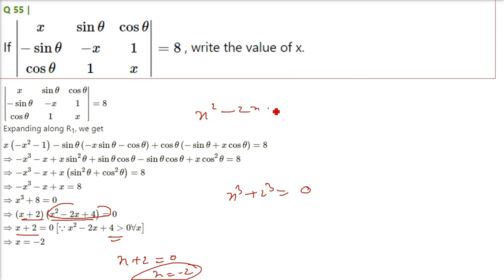What I'm trying to suggest here is x square minus 2x plus 4 cannot be 0. When we apply, say I'm putting the value x as 5, you will get some value which is greater than 0. So x plus 2 has to be 0. The other part will not be 0. So x will be equal to minus 2.